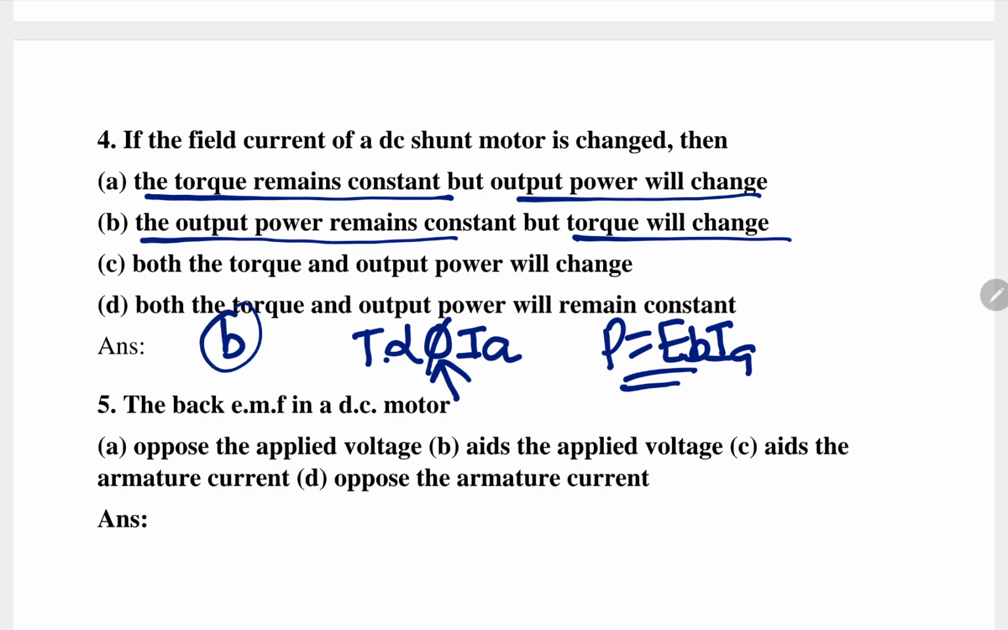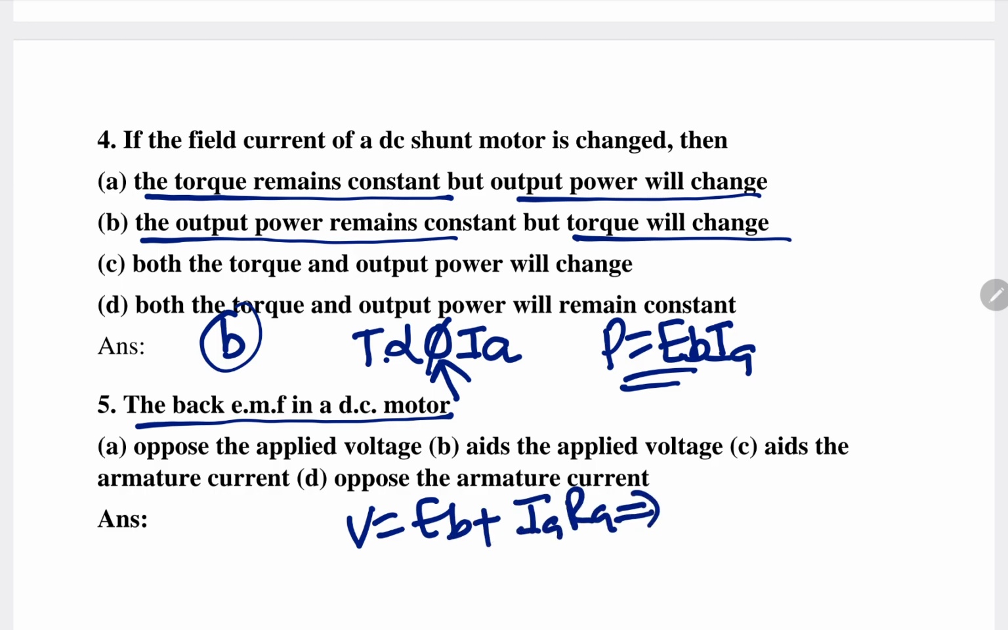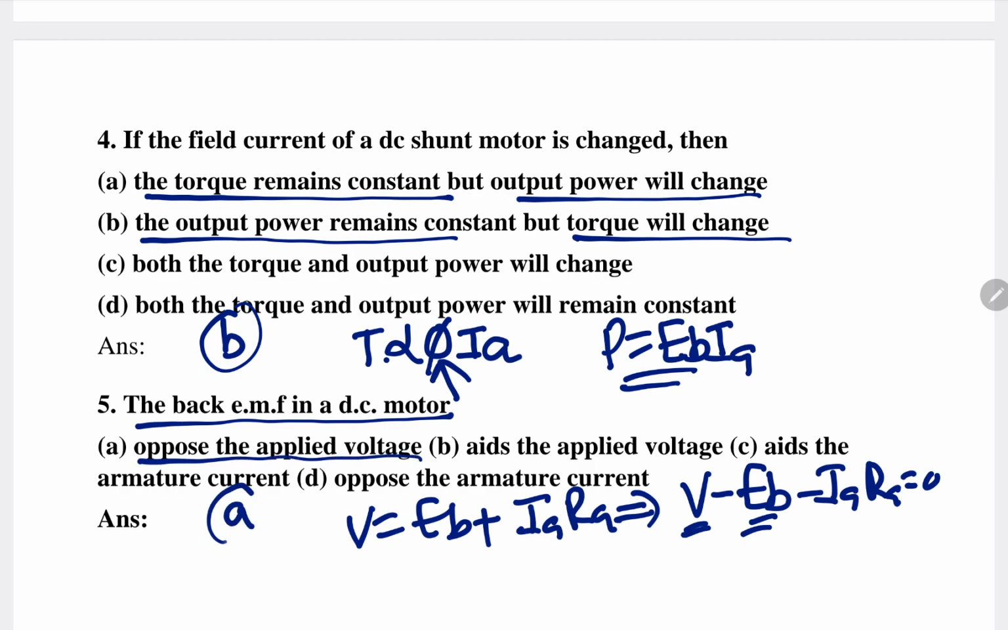Answer is B. The back EMF in a DC motor. Already we have discussed V is equal to Eb plus Ia into Ra. This we can write as V minus Eb minus Ia Ra is equal to 0. You see V and Eb are in opposite polarity. So back EMF is going to oppose the applied voltage. Answer is A.